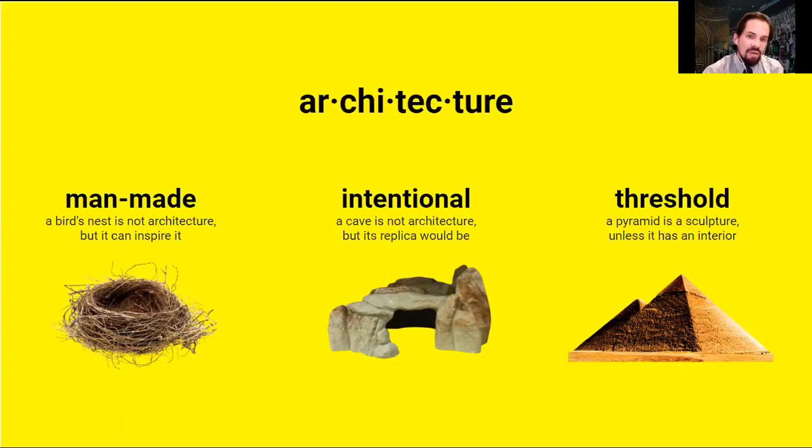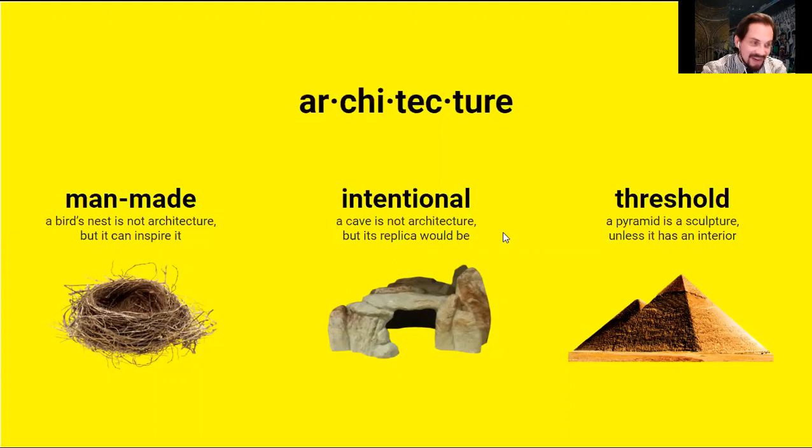And number three, the third and final characteristic, is that architecture must create a threshold, a boundary between two spaces. This is usually an inside and out, but there are variations. Let's imagine a pyramid in the desert. If it is not separating two spaces, to me, it's a giant sculpture. A sculpture of architectural proportions, if it pleases you. But the minute in which the pyramid has an interior chamber, I consider it as architecture.